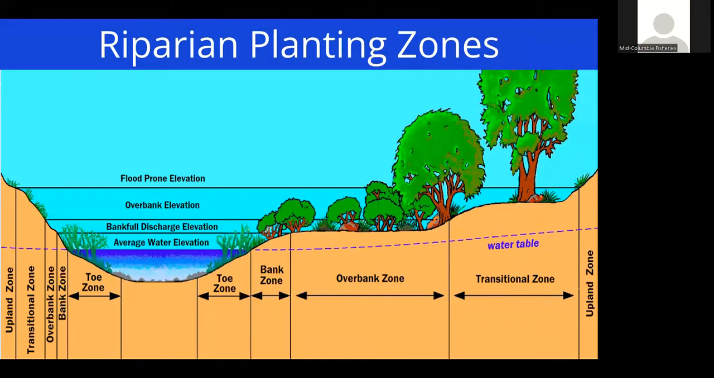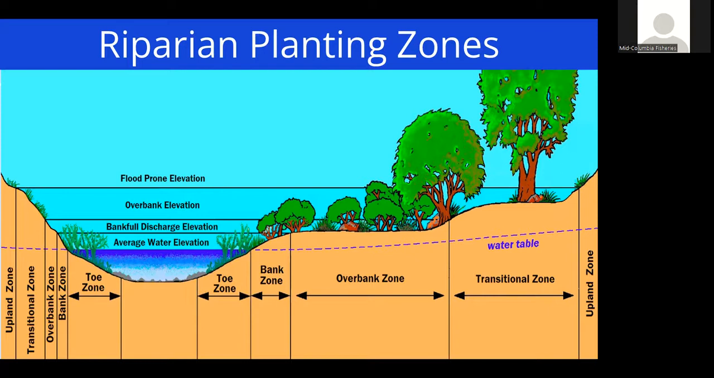Here, as a review, these are called riparian planting zones. When you look at this little schematic, you'll see that it lists elevations from average water elevation, bankfull discharge elevation, overbank elevation, and flood prone elevation. And then the riparian zone includes all of these zones that are listed here.